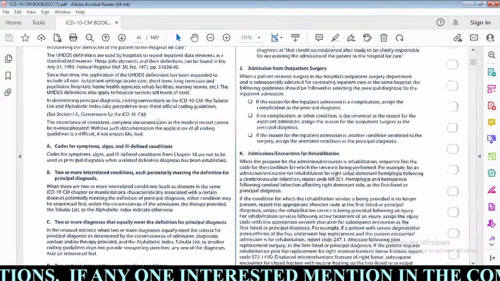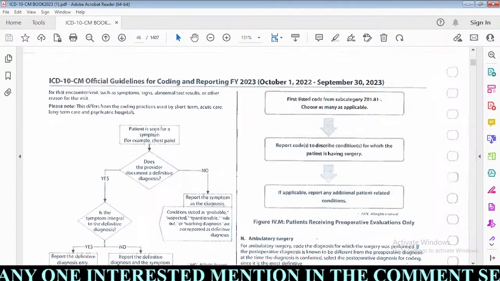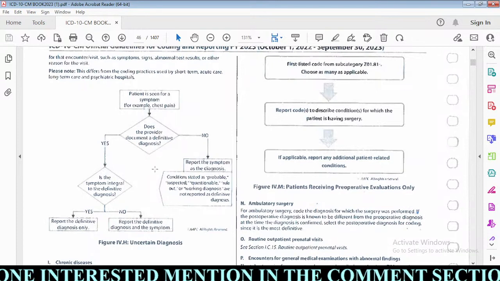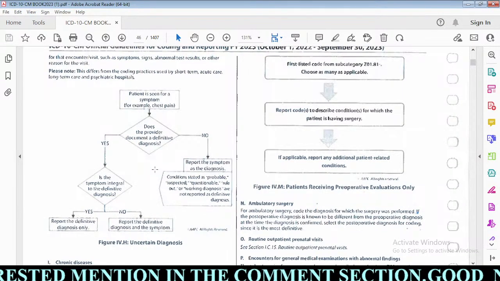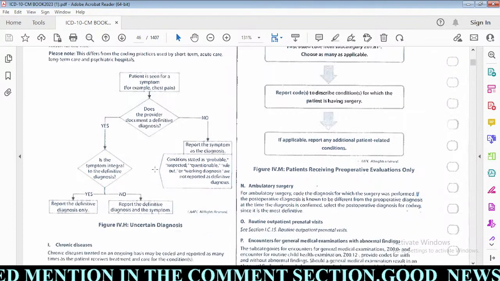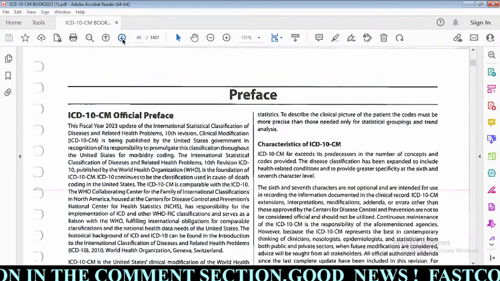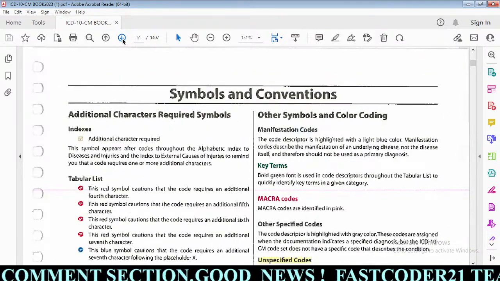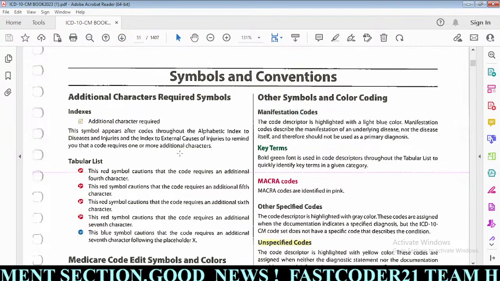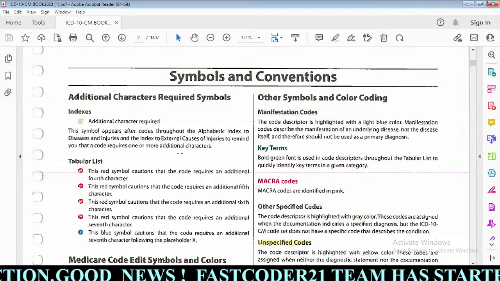So these all are related to inpatient coding. Basically, if you see here, uncertain diagnosis in inpatient coding. So read these guidelines for inpatient coding. These are very important things you need to be familiar with. And we have symbols and conventions. These are also very important.